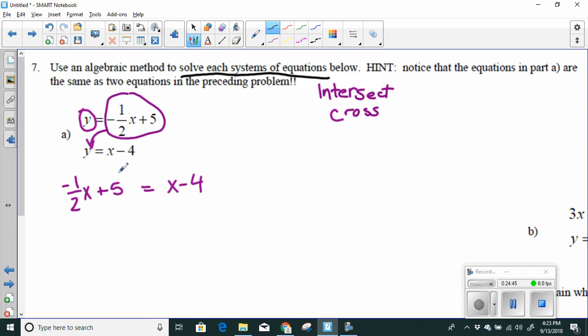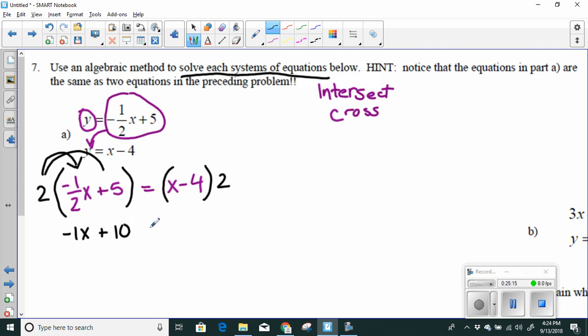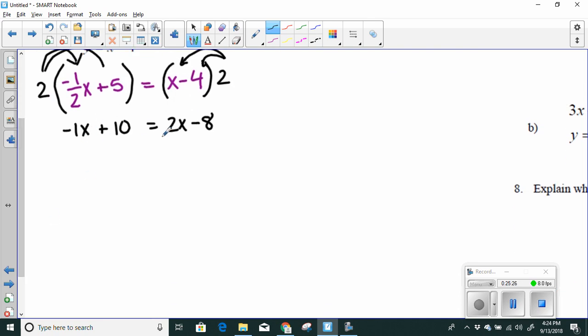So if fractions bring you down, get really good at getting rid of them. In order to undo 1/2, we could multiply both sides of our equation by something that will cancel out 1/2. And that something would be 2. So if I now distribute this 2, 2 times negative a half is negative 1. 2 times 5 is 10. 2 times x is 2x, and 2 times that negative 4 is negative 8.